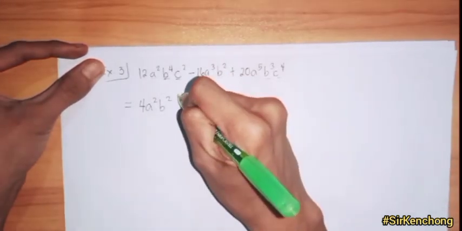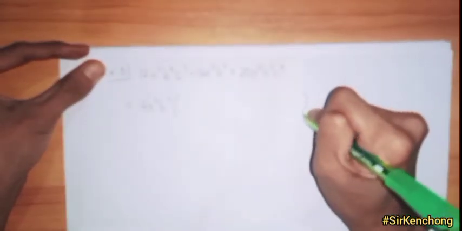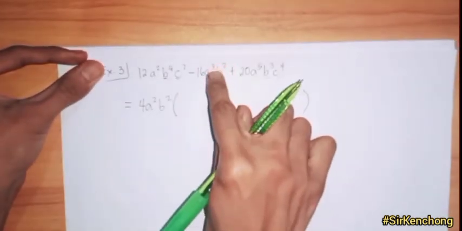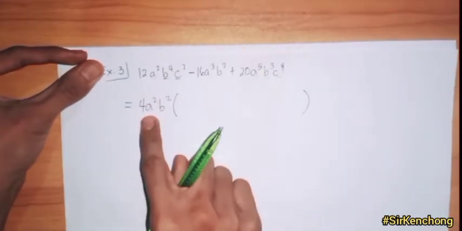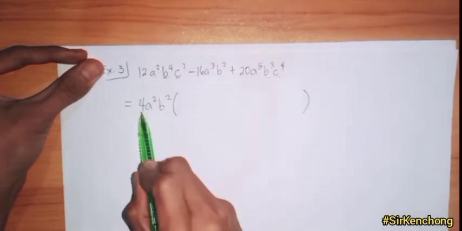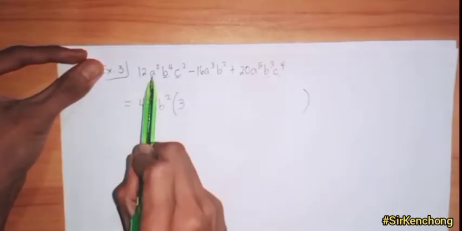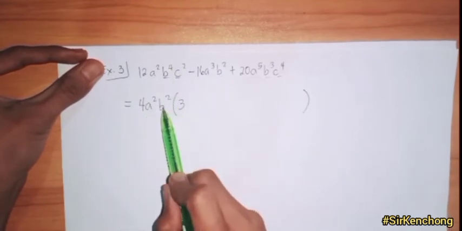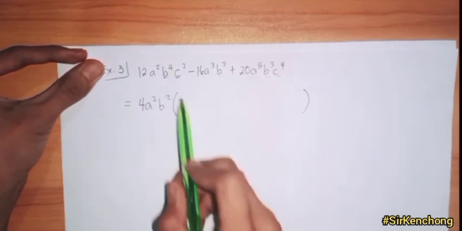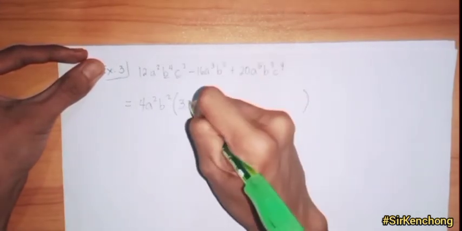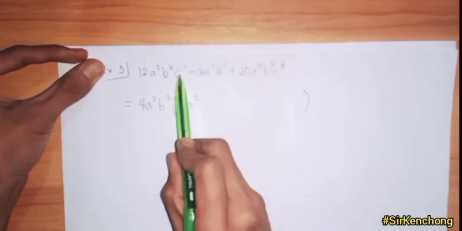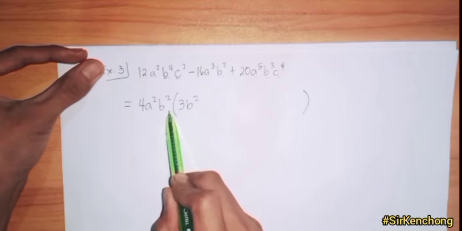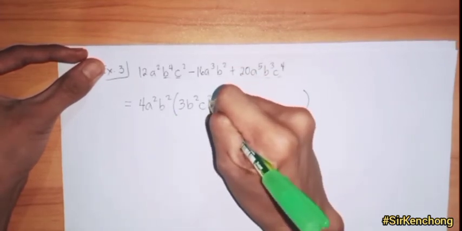Next, gawa na tayo ng parenthesis para dun sa ating remaining factor. How do we get the remaining factor? We divide the original polynomial by the GCMF. Divide na natin. 12 divided by 4. That's 3. A squared divided by A squared. Wala nang naiwan sa A squared. B to the 4th power divided by B squared. Subtract lang natin. 4 minus 2. That's 2. So, meron pang naiwang dalawa sa B. C squared. Wala naman C dito sa ating GCMF. So, copyin lang natin yung C squared.